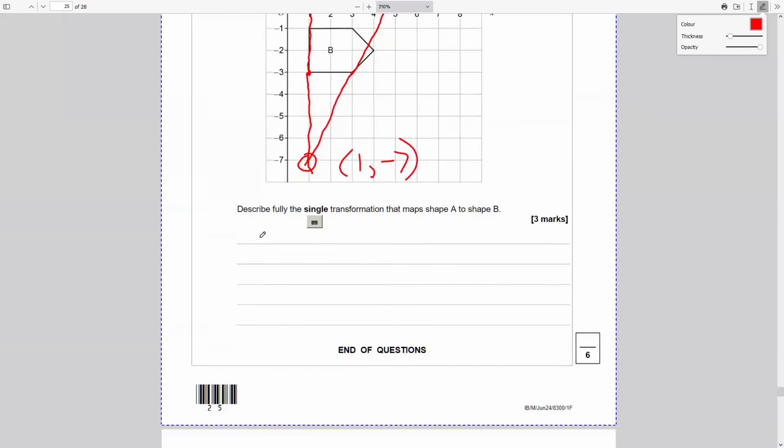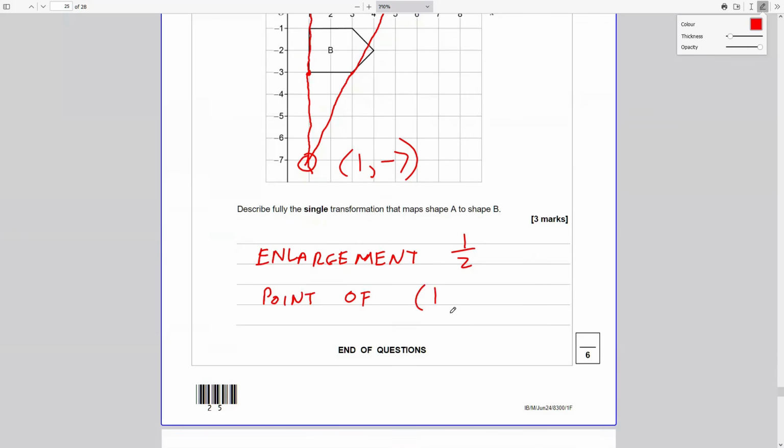So you'd say enlargement. Even if it's going smaller, you say enlargement, because that's the type of transformation. Enlargement, a half, point of, well, it's a round point of 1, minus 7, because the x value is there. And that's it. End of questions.